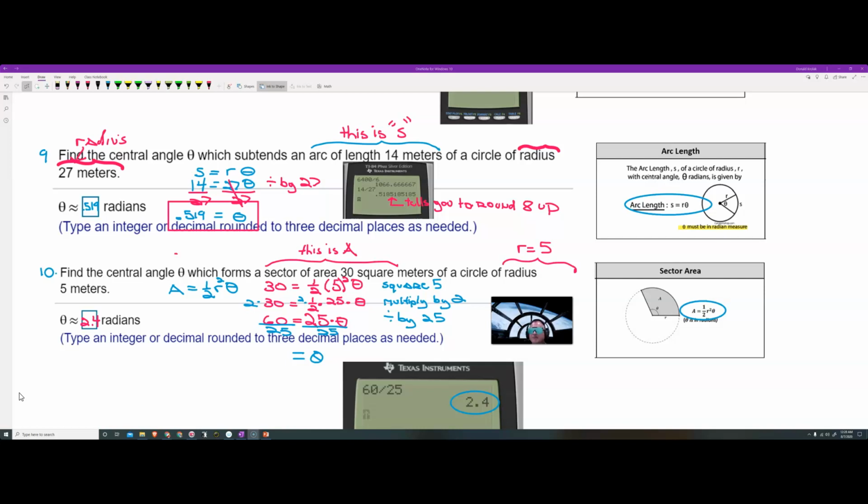0.519 for number 9 radians, and that is rounded to 3 decimal places. So here's your work. And the last one was 2.4 radians, and it said rounded to 3 decimal places as needed. Well, when we did the division to solve this, there was no need to round to 3 decimal places because there was only 1 decimal place in the answer.